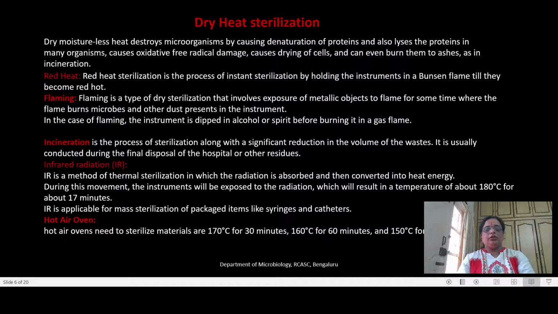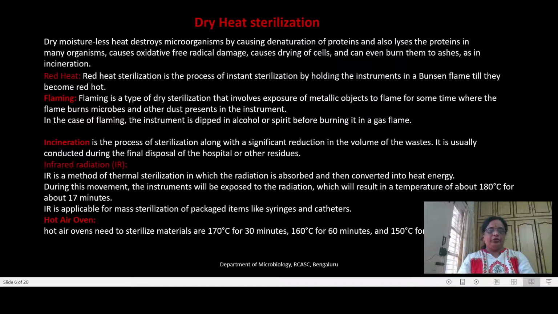Incineration. In this particular case, say for example any of the hospital disposals, or any of the residue or any other waste, we are just going to burn it into ashes. That particular process is called incineration.